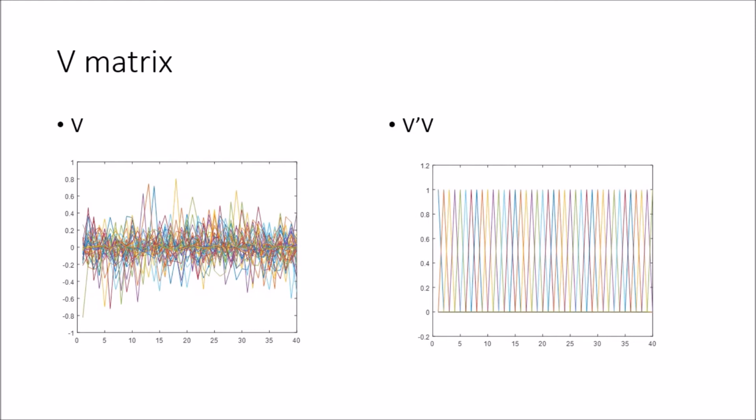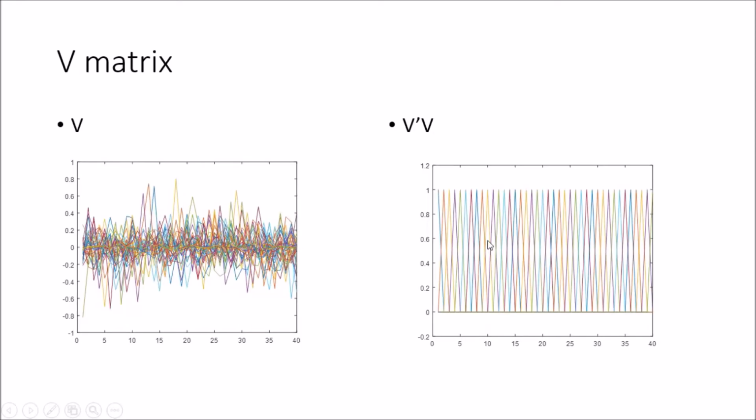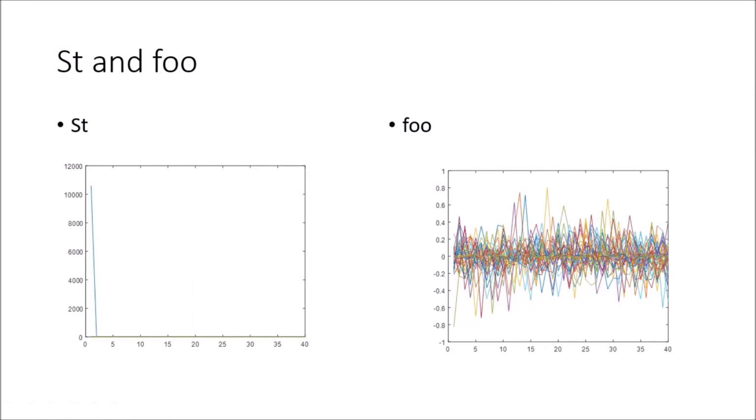To show you what these look like, the V matrix looks like this. When I multiply the transpose by the V, it looks like this. The ST looks simply like this. The foo looks very similar to the V, although they are slightly different values.